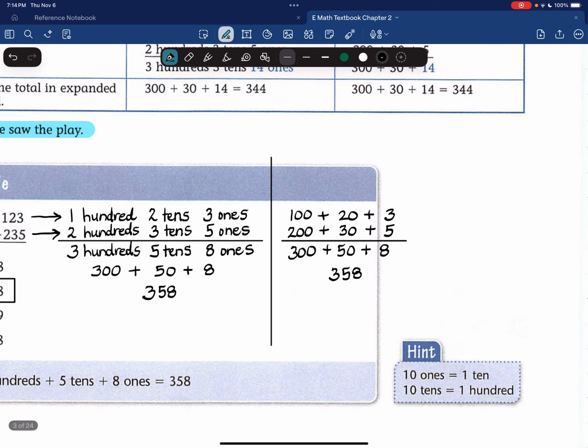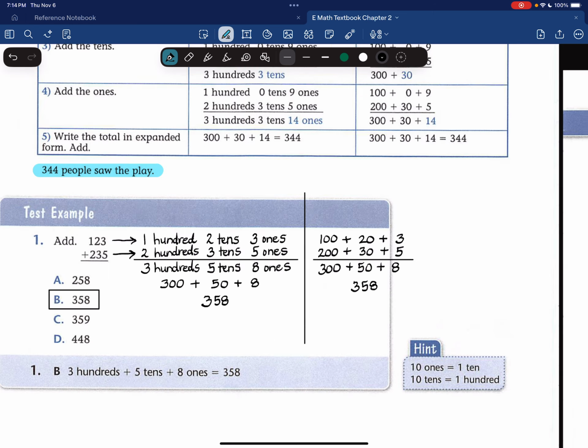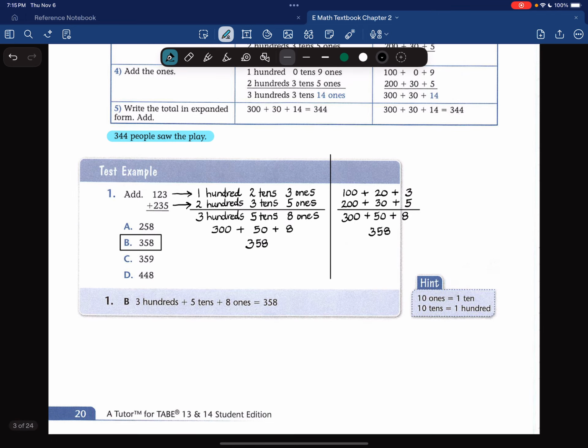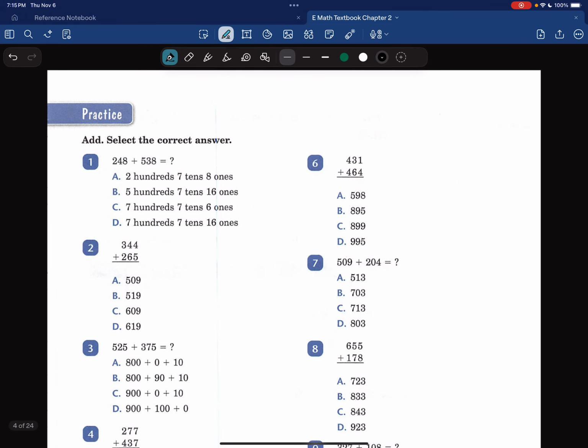And they're reminding us here that 10 ones or 10 cubes equals 1 ten or 1 rod, and that 10 rods equals 1 flat. So keep those in mind as we do these problems. And I'm thinking right now of a topic in algebra that will require you to do this kind of thing. So this is laying foundation for much more advanced math. And if you understand it here, that more advanced math will be much, much easier. Okay, let's look at page 21 and practice.